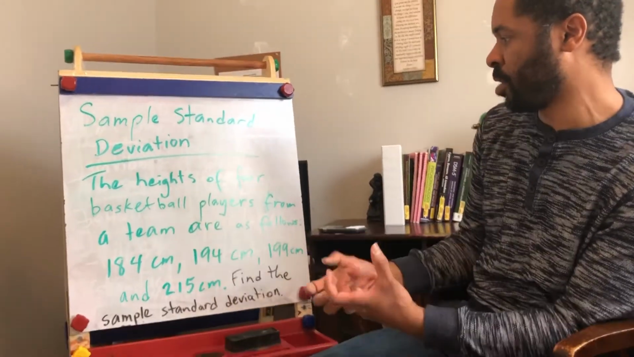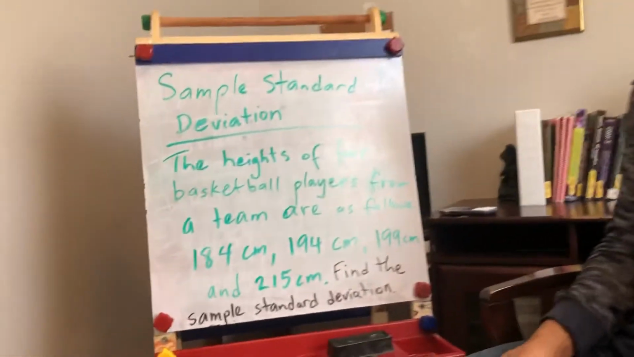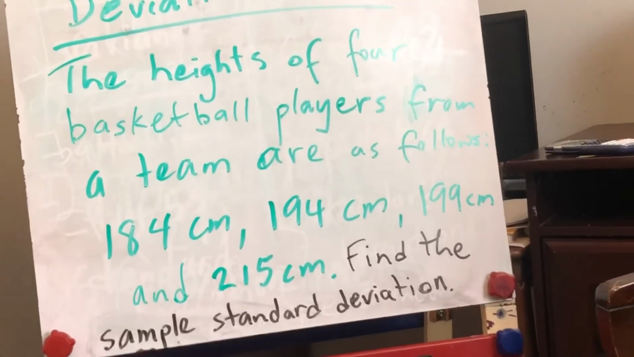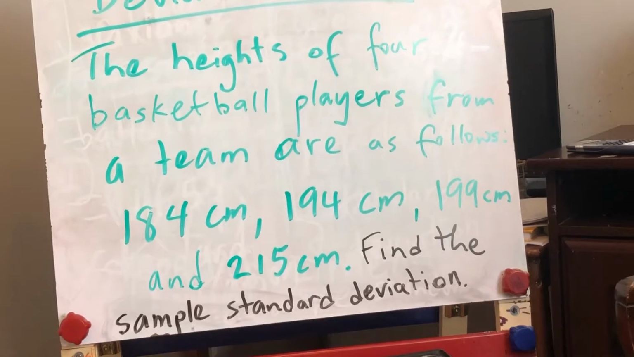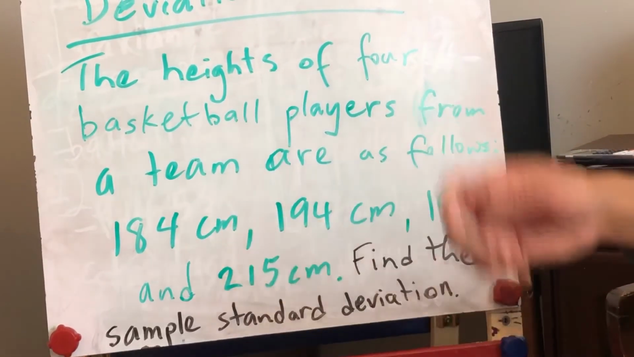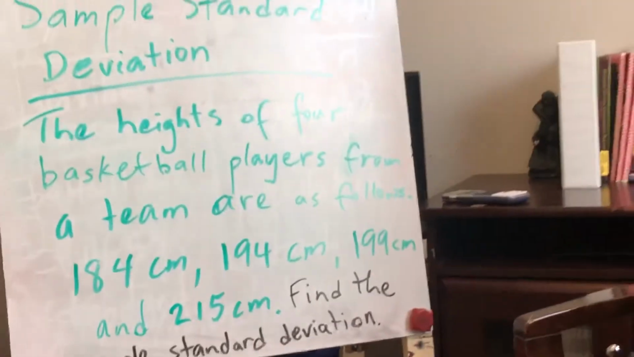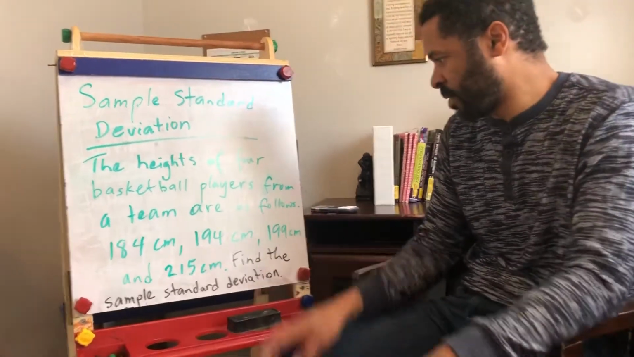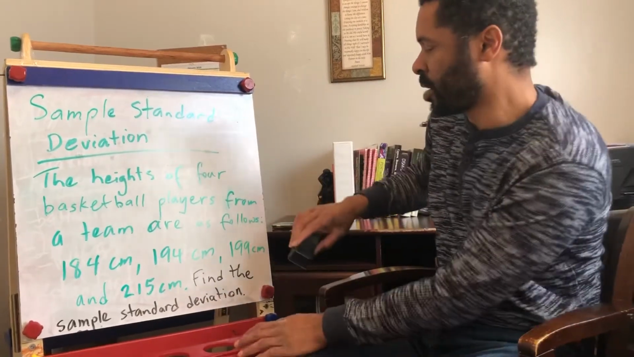We're taking 4 basketball players from a team, and I'm listing their heights in centimeters. It's just easier to find. So we have 184 centimeters in height. One player has that height, another one 194 centimeters, another one 199 centimeters, and finally somebody we picked is 215 centimeters tall. All right, so these people are all over 6 feet, from about 6 to 7 feet somewhere. And we want to find the standard deviation of this particular sample.